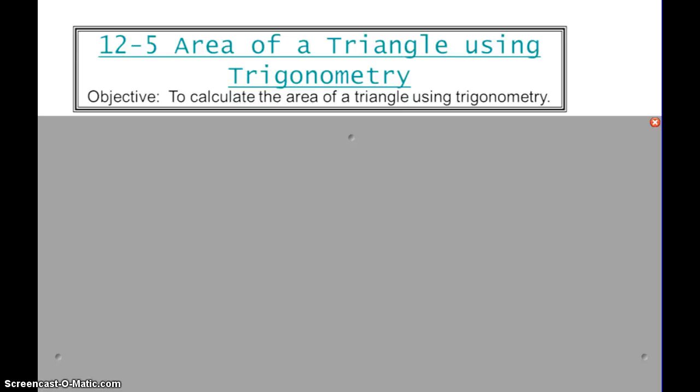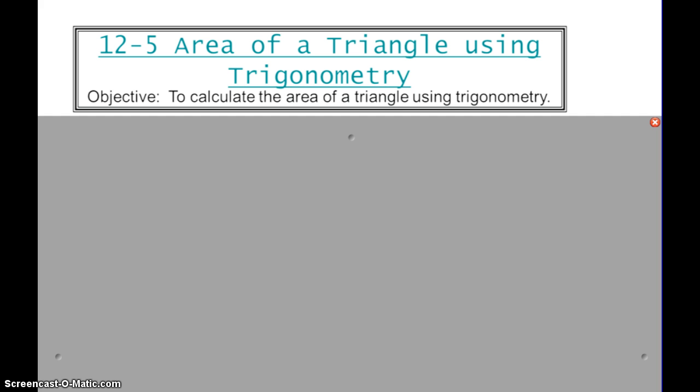We are just about finished with our triangle trig unit here. And so we're going to look at our last section, 12.5, finding the area of a triangle using trig. So we've done all the other parts. We've looked at right triangles, we've looked at using the law of sines, we've looked at using the law of cosines, we've looked at the ambiguous case, we've looked at so many different ways to solve triangles. The only thing we haven't done is find the area.